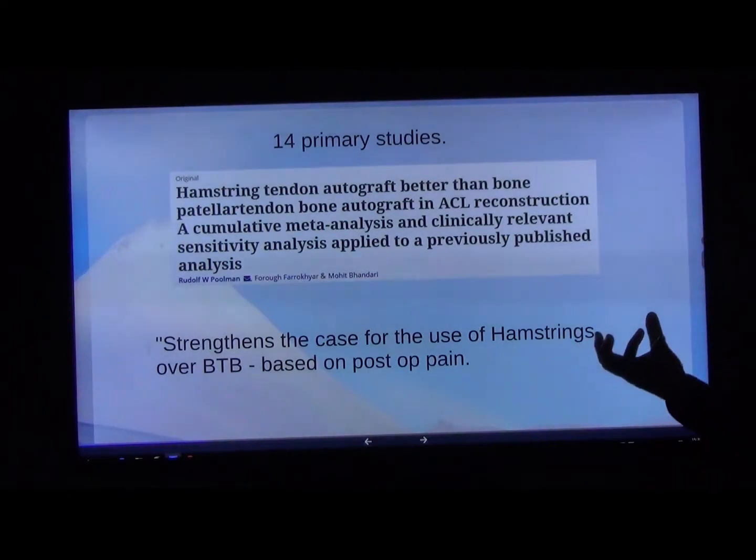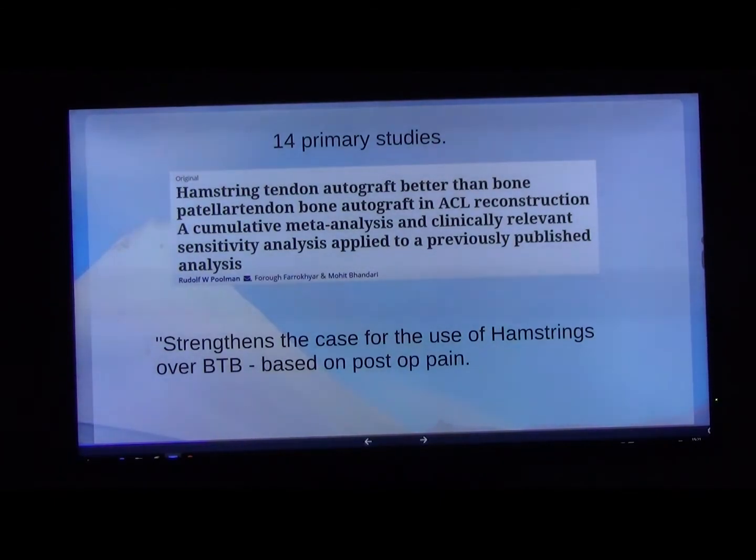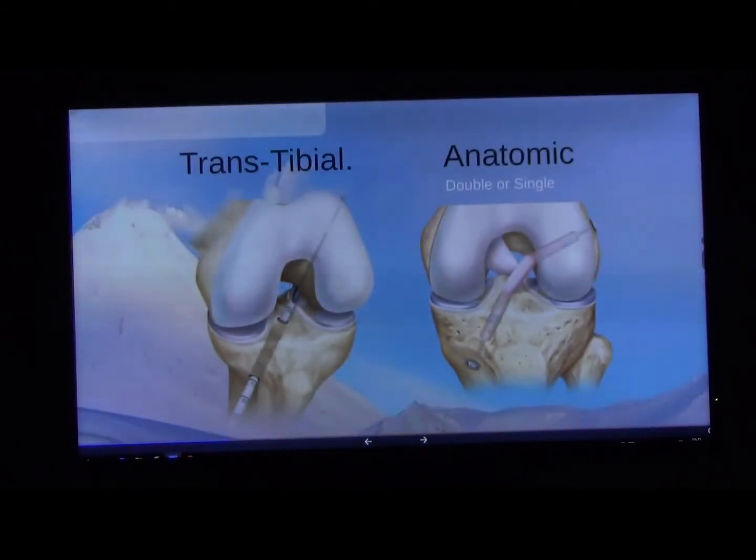And trading stability for pain, particularly in East London where kneeling is an issue, can be something that is a difficult sell. So the bias therefore shifted, and 90% of people are using hamstrings in the UK. And where do they put them?